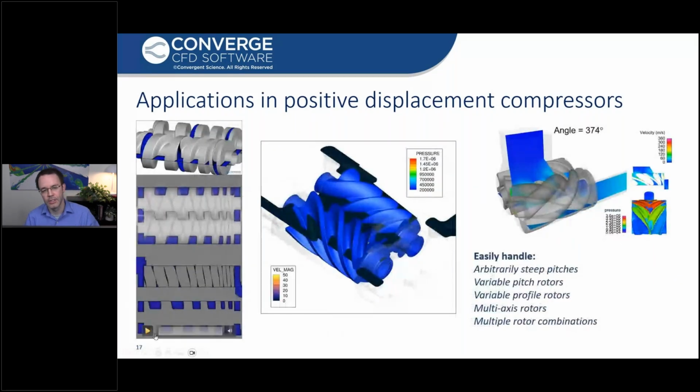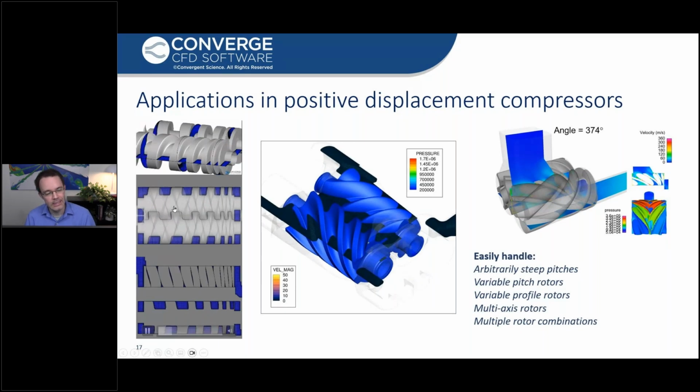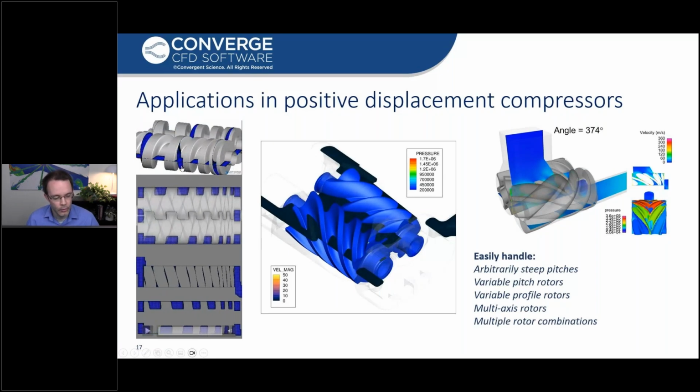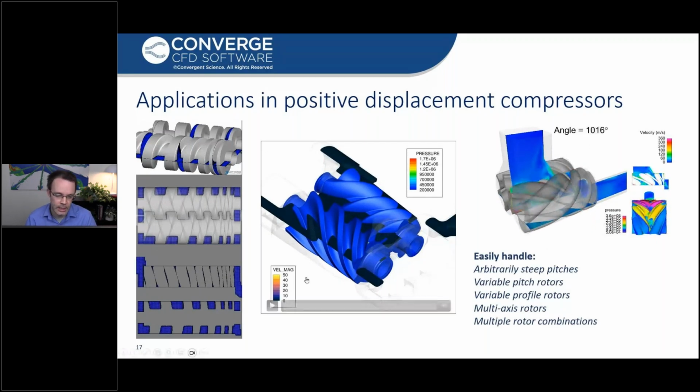A couple of the main advantages for Converge in terms of positive displacement compressors are its ability to handle these arbitrary, complex, and complexly moving geometries. Handling the steep pitches that are in this deep vacuum twin screw pump are fairly easy with Converge. You do not really have to worry about how the pitch of that rotor would impact the mesh. Similarly, handling variable pitch rotors, like you can see from this animation on the top right, are as simple as being able to describe the geometry and the motion itself.